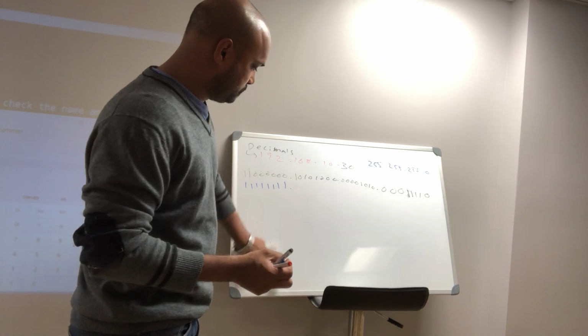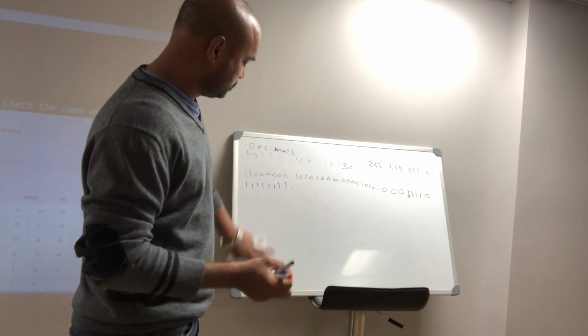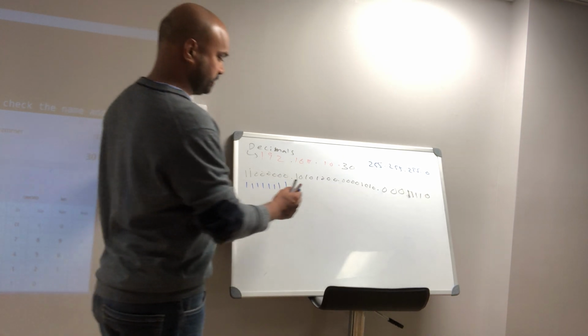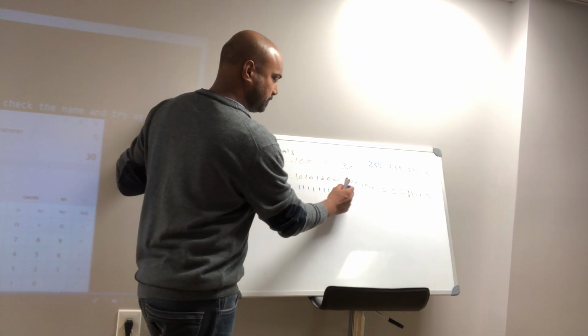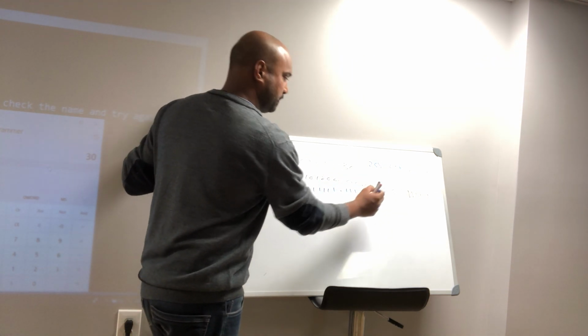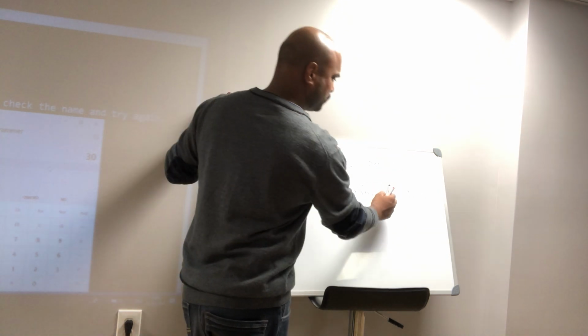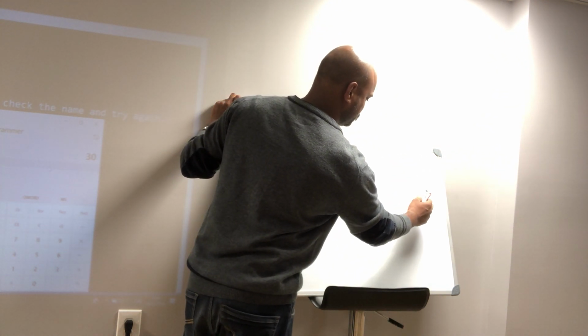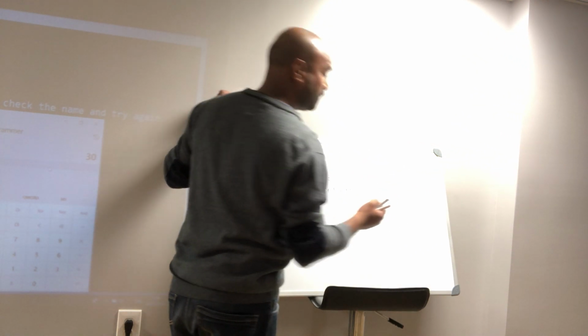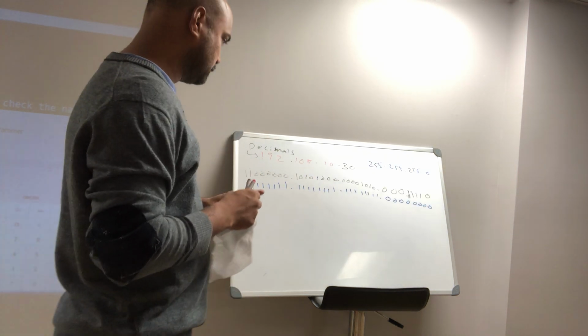So let's finish this. 1, 2, 3, 4, 5, 6, 7, 8. 1, 2, 3, 4, 5, 6, 7, 8. And the last one is 0. 0 is always all zeros. Okay? Good.